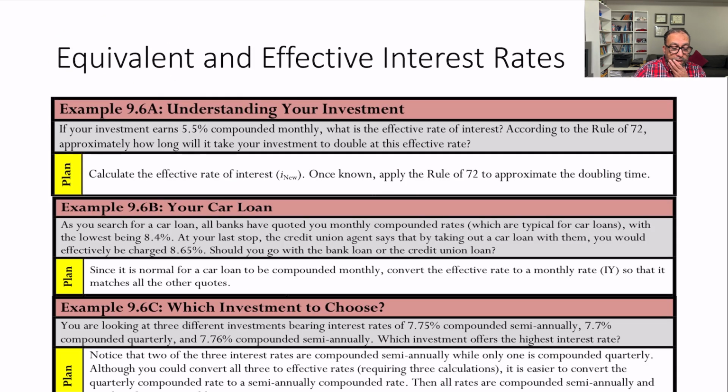The next, as you search for a car loan, all banks have quoted your monthly compounded rate, which are typically high for car loans, with the lowest being 8.4. At your last stop, the credit union agent says that by taking out a car loan with them, you may be effectively charged 8.65. Should you go with the bank or the credit union? So what we have to find out? We have to find out the effective interest rate. So what we have to do? We have to convert this into the new effective rate, and then we have to compare.